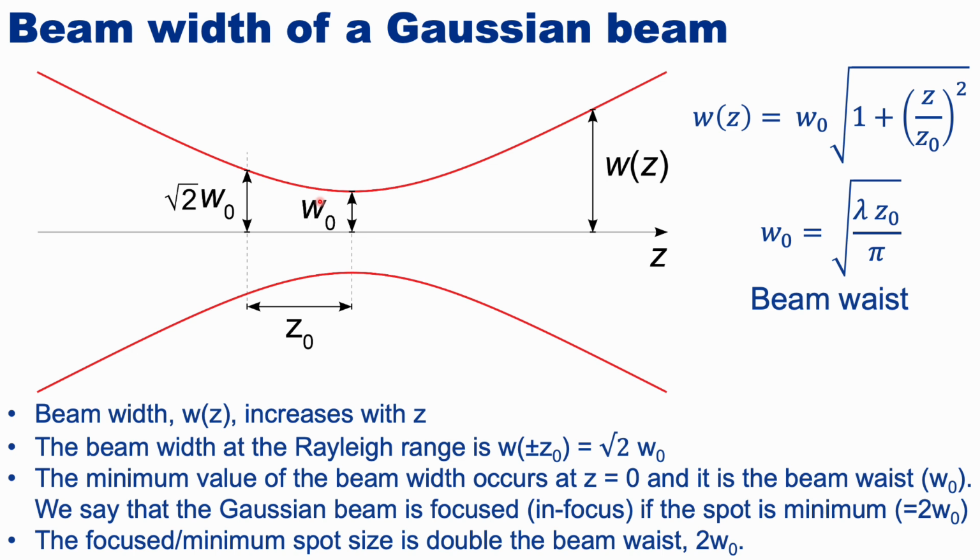Moving forward, the focal spot is going to increase, so it becomes out of focus. And the spot radius is going to be the square root of 2 times the beam waist.